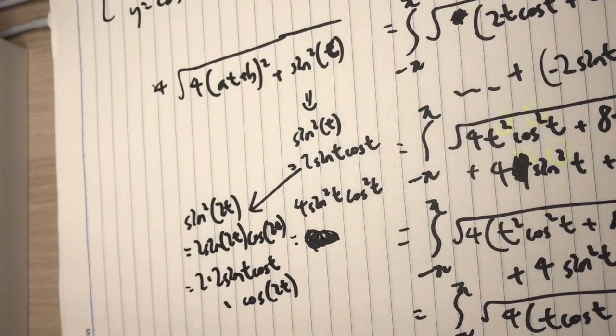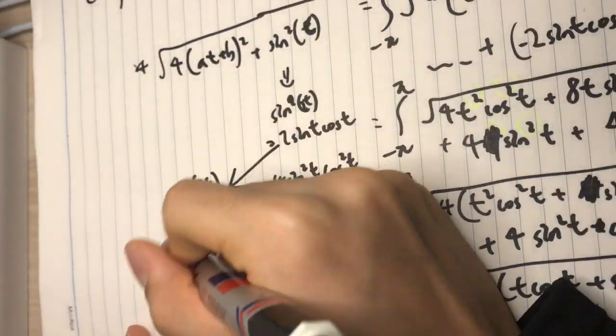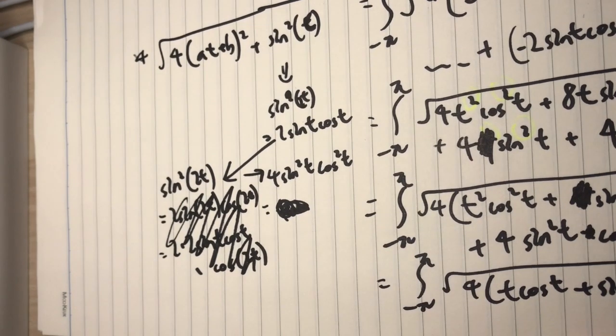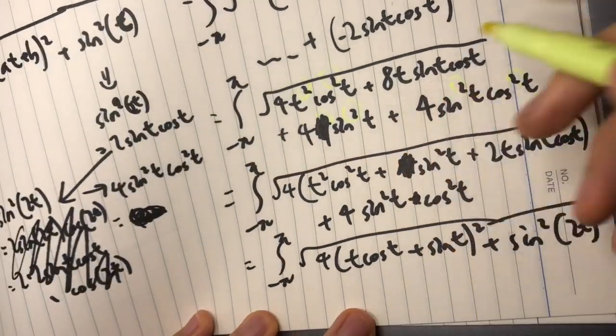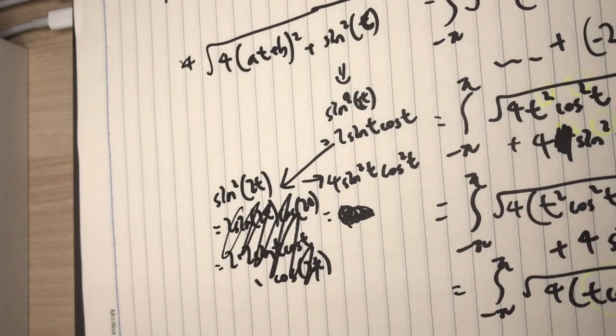And I realized that I've made a mistake somewhere here. So I erased the work. And yeah, so basically I realized that the remaining term could be simplified into sine squared of 2t. And so I highlighted the terms that are needed to solve the answer.